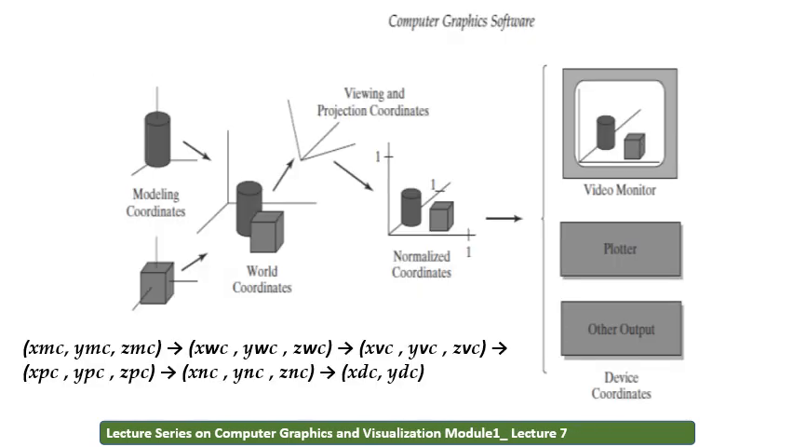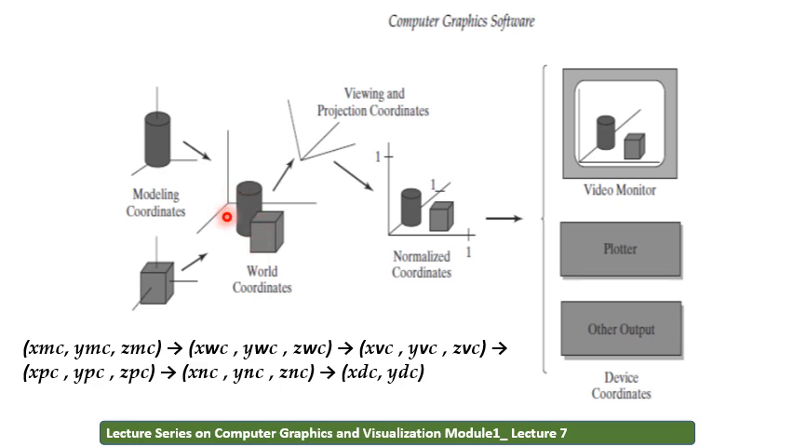This is what is going to be considered in this figure: the transformation sequence from modeling coordinates. We consider a three-dimensional scene here. Object shapes can be individually defined in the modeling coordinate systems. These two are modeling coordinate objects: one is a cylinder and one is a different shape, a cube. Object shapes can be individually defined in modeling coordinate reference systems.